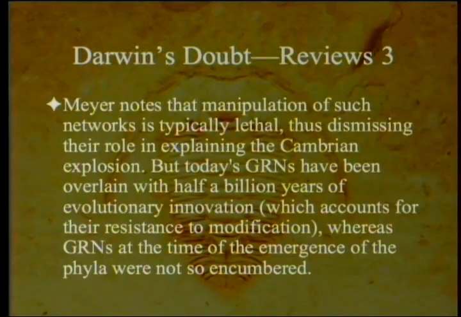Then Meyer notes that manipulation of such networks is typically lethal. This is actually further on in this same complaint, thus dismissing their role in explaining the Cambrian explosion. But Marshall comes back with saying that today's GRNs have been overlaid with 500 million years of evolutionary innovation, which accounts for their resistance to modification, whereas GRNs at the time of the emergence of the phyla were not so encumbered.